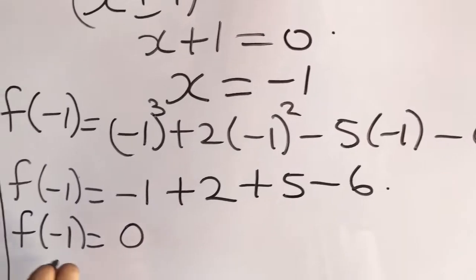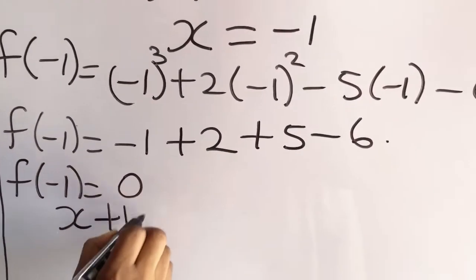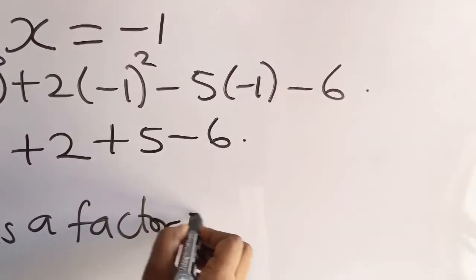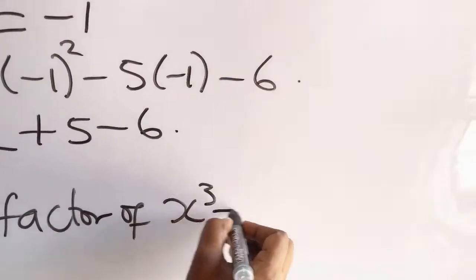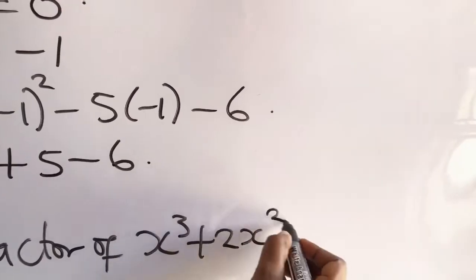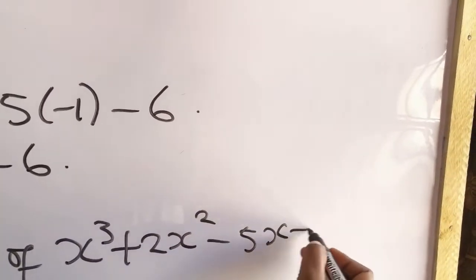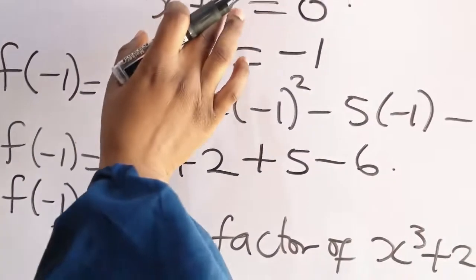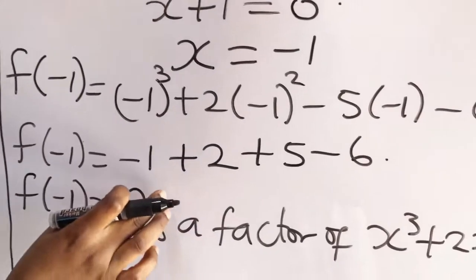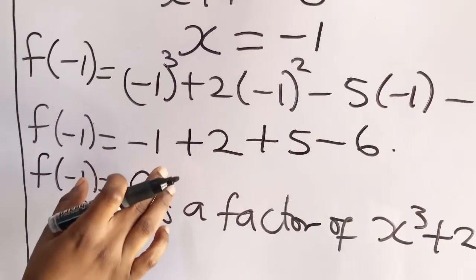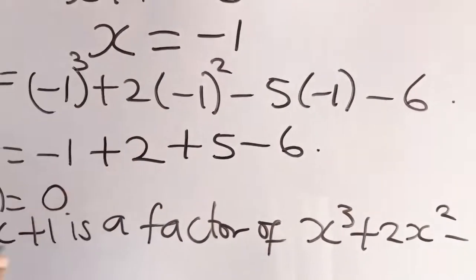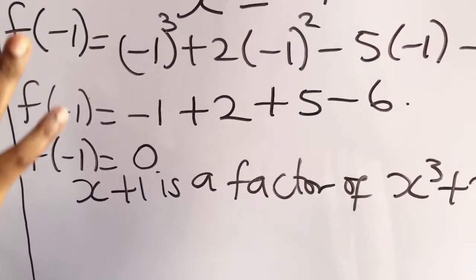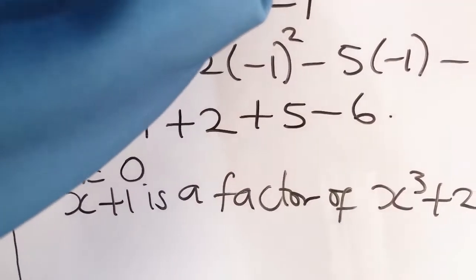So it means that x plus 1 is a factor of x cubed plus 2x squared minus 5x minus 6, because after substituting x equal to minus 1, we got 0 at the end. So that means it is a factor. After that, we can now use x plus 1 to divide the given polynomial.